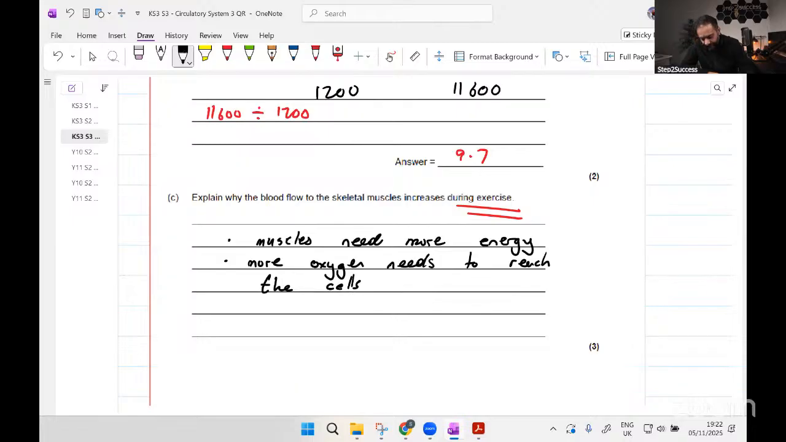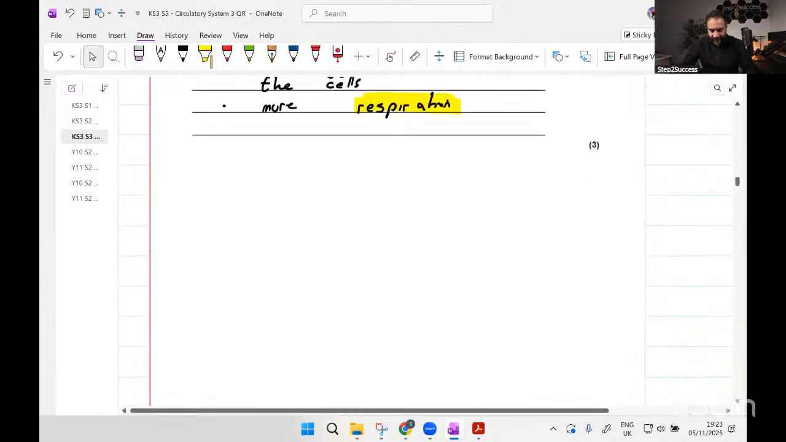So if we need more energy, we need more oxygen. Why do we need more oxygen? So that we can increase or do more respiration. So these words should always link together in your mind. Energy, respiration, oxygen, more respiration, more energy. This is how it works. And that answers the first question.